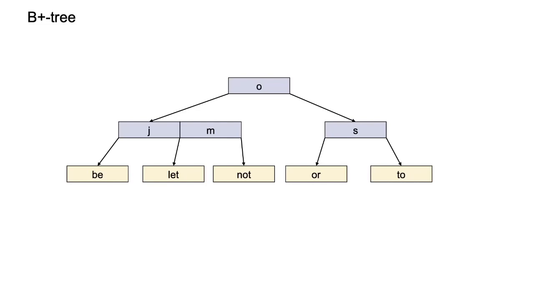You just need to have more than 1 key on every node, right? How many keys? The number of children minus 1. We'll come back to this. Here you have 3 children, so you need 2 keys, 2 comparison keys. All right.